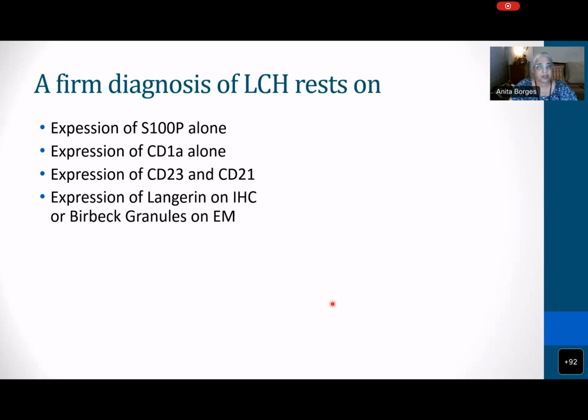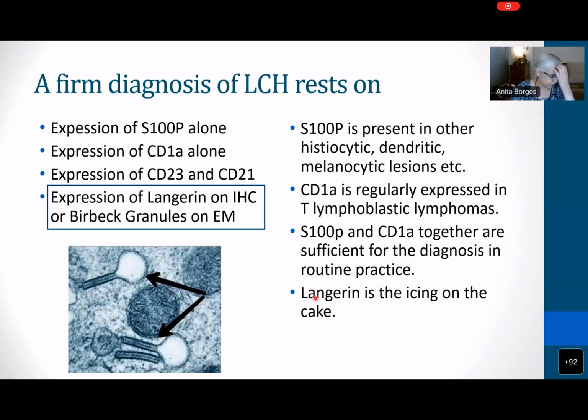Excellent. That's very, very good. So now will one of you answer this question, or some in the chat box? A firm diagnosis of Langerhans cell histiocytosis rests on what? Expression of S100 protein alone, expression of CD1A alone, expression of, yes, which one? The fourth one: expression of Langerin on IHC and Birbeck granules on electron microscopy. Excellent. What do they say in the chat box? D. Excellent. Very good. And now you can see Birbeck granules, which are these racket-shaped granules.